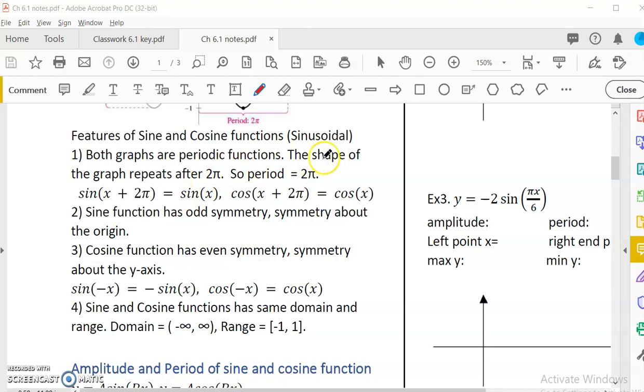The similar thing is the graph repeats after 2 pi. So we call this the period. The period of one cycle is 2 pi, meaning if I have sine x and I add 2 pi, it's the same y value as sine x. If I have cosine x plus 2 pi, it would be the same as cosine x.